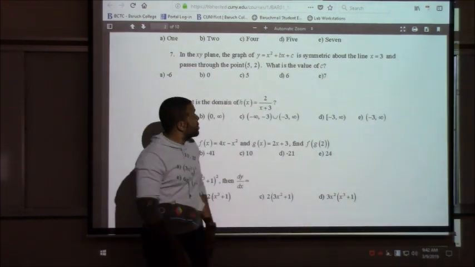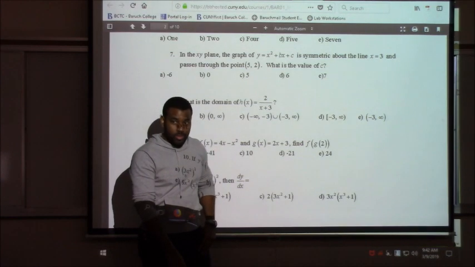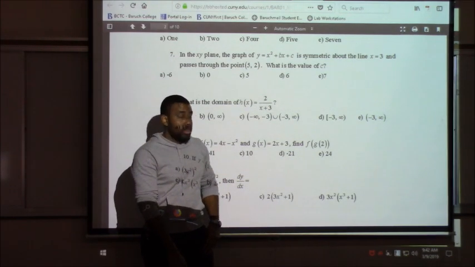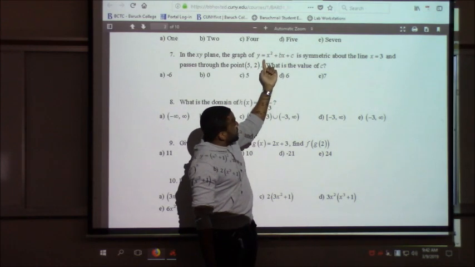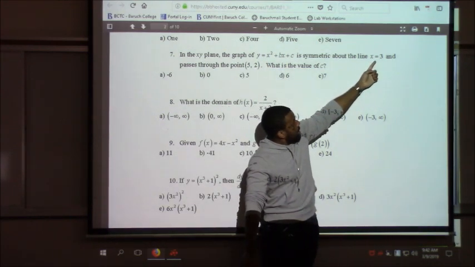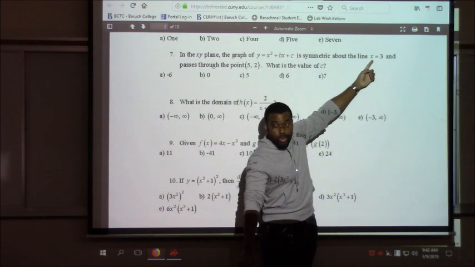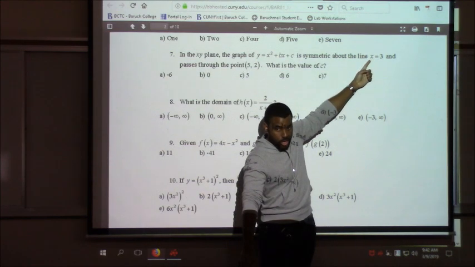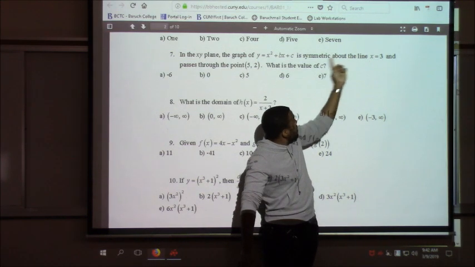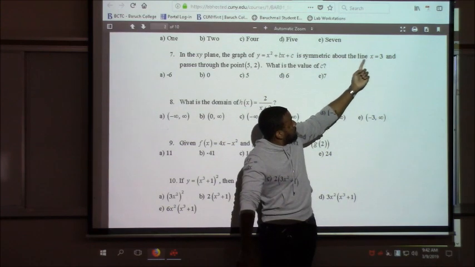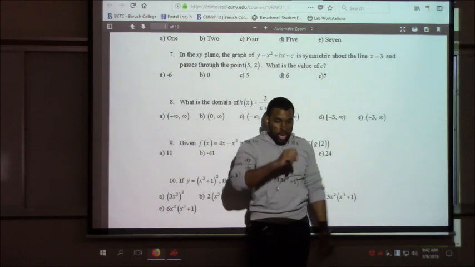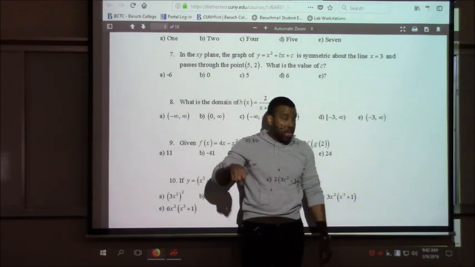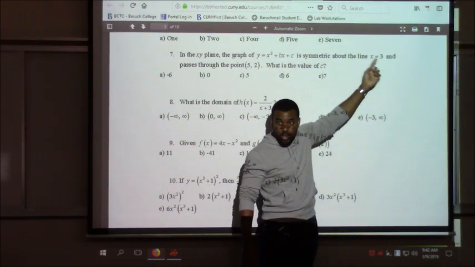Yeah, Alex. The x-coordinate of the vertex is equal to 3. Right. The line that a quadratic is symmetric about is going to be the line that passes through the x-coordinate of the vertex. It's going to be the vertical line. So them telling you here, symmetric about line x equals 3, is another way of saying, if you take minus b divided by 2a, 3 is going to be the answer. That's what they're saying.